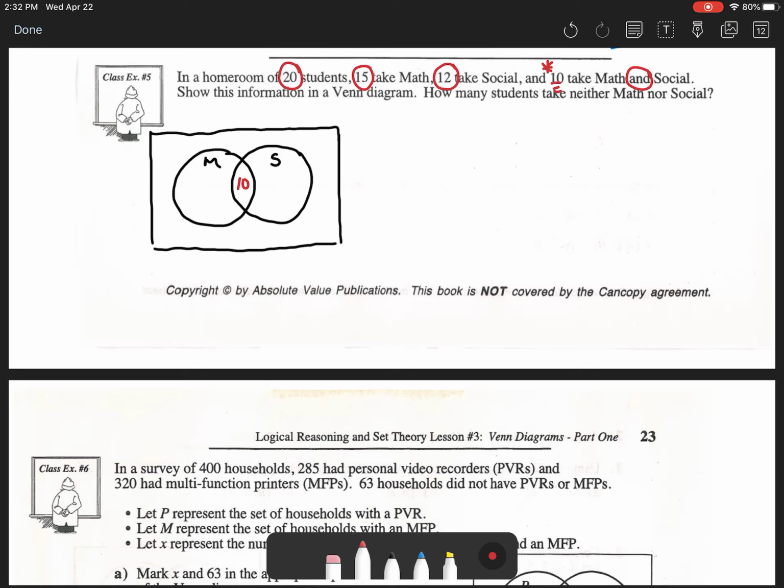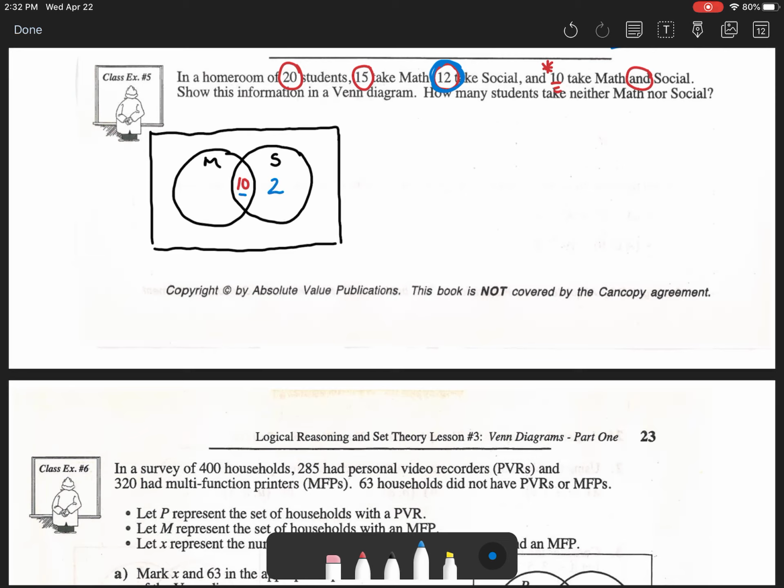12 in the social circle, but here is the key point: 10 take math and social. So that number goes right in the middle. That's what I talked about earlier in this lesson, that the middle one is the key value that we're after, if we can get it. And here's why. I now know 10 take math and social. That value goes in the intersection of the two.